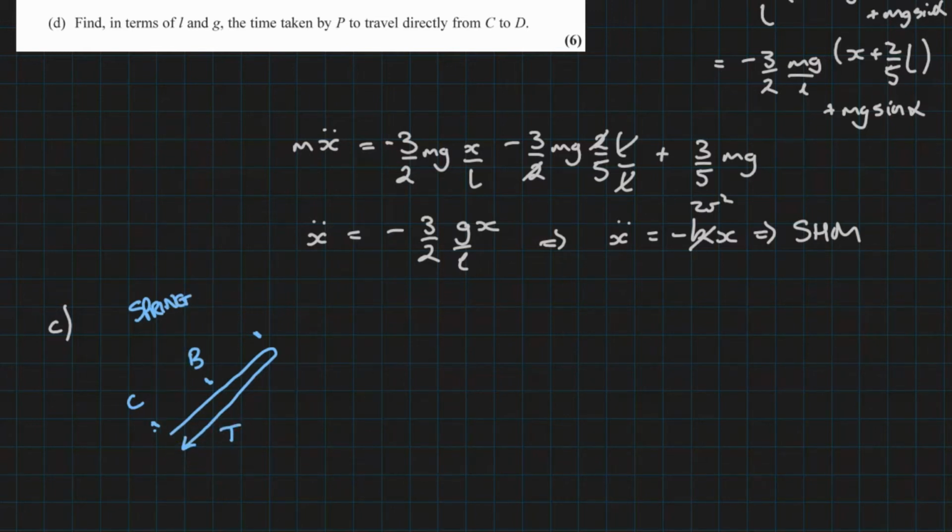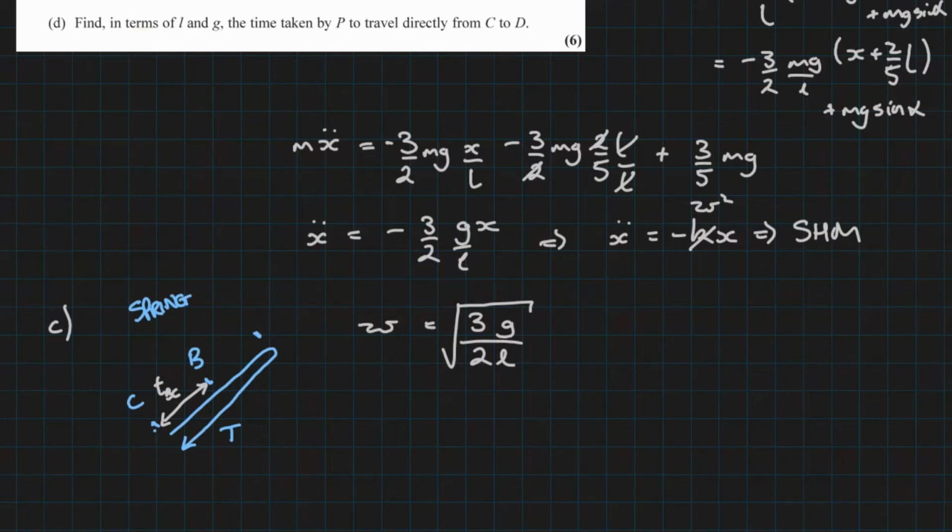The question is only asking for this part, the time from B to C. So it is only a quarter of the period. How do we calculate the period? Well, it's this omega squared. The omega expression, so omega squared is everything in here that's not an x and not the minus. So it is the square root of 3g over 2l. Oh, that's the omega, not omega squared.